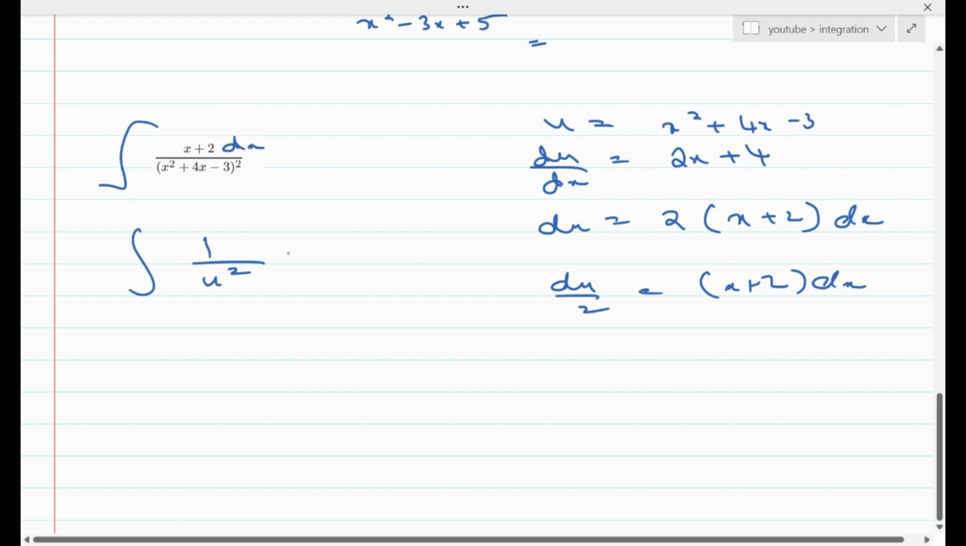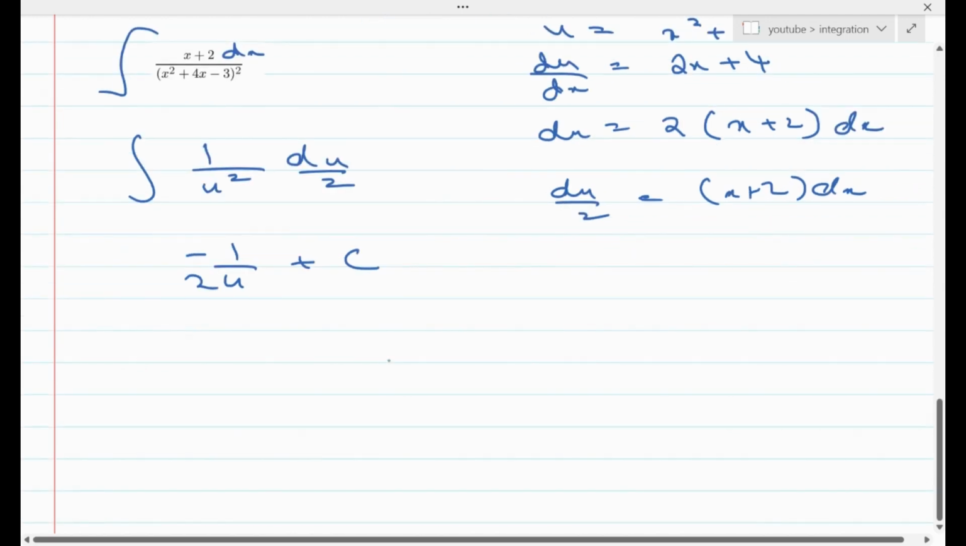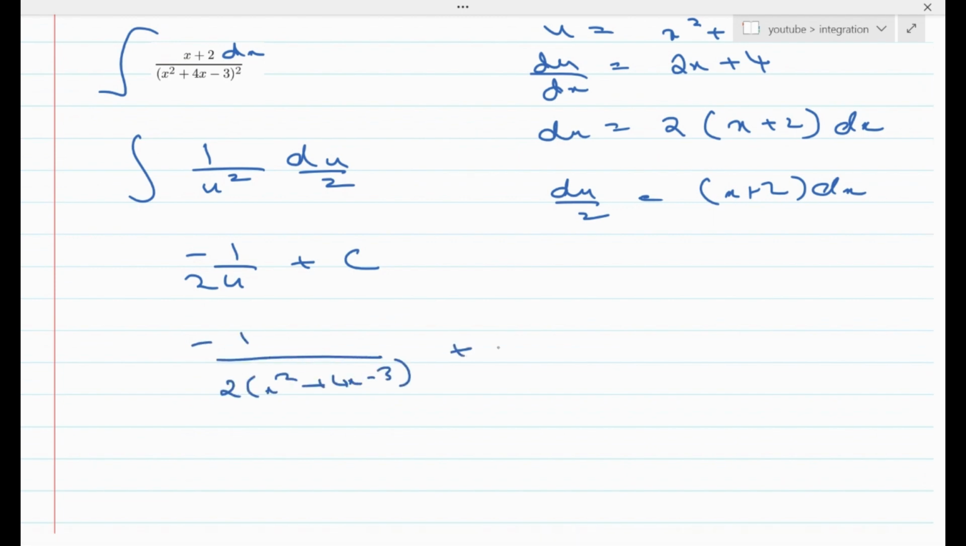So this would be 1 by u square du by 2. So integral of 1 by u square is just minus 1 by u. So this would be minus 1 by 2u plus c, which is just minus 1 by 2 into x square plus 4x minus 3 plus c. That would be your final answer. You can differentiate this to check if your answer is right or not.